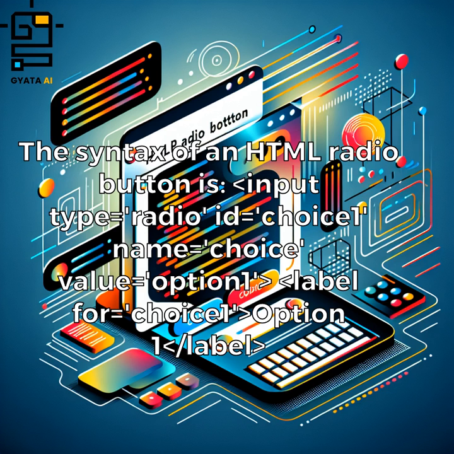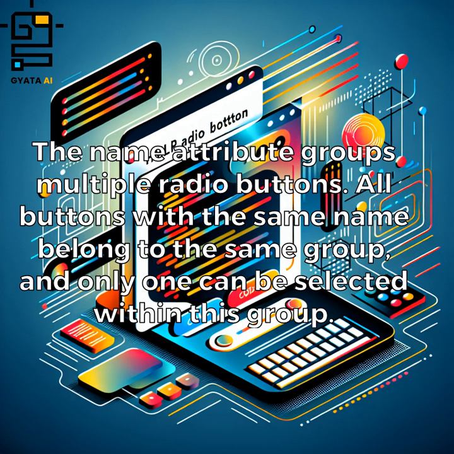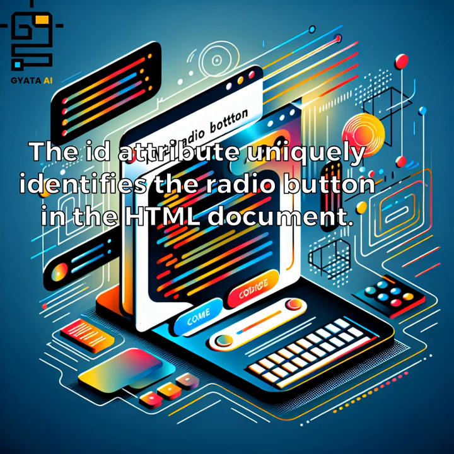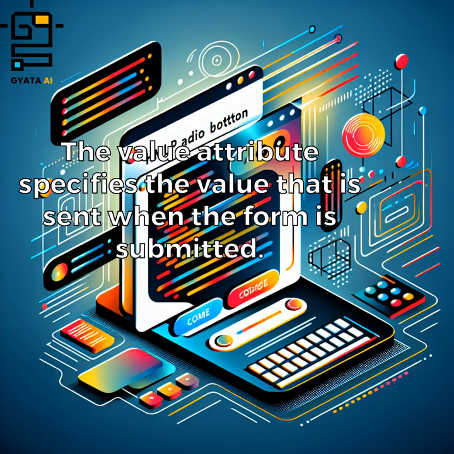Syntax. The syntax of an HTML radio button is: input type="radio" id="choice1" name="choice" value="choice option 1". The name attribute groups multiple radio buttons. All buttons with the same name belong to the same group, and only one can be selected within this group. The ID attribute uniquely identifies the radio button in the HTML document. The value attribute specifies the value that is sent when the form is submitted.